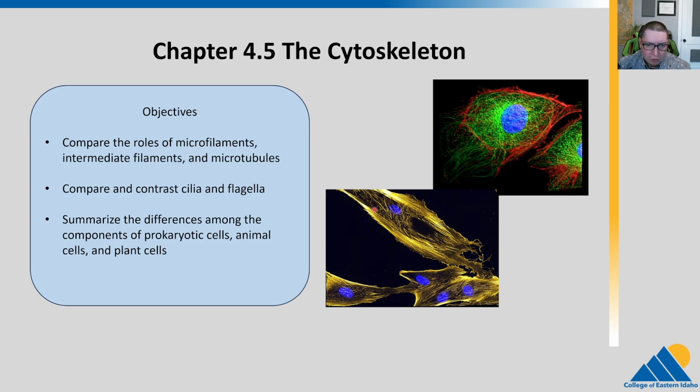There are different components of it, and different organisms have different systems. We're going to talk about three different types: microfilaments, intermediate filaments, and microtubules. We're going to compare and contrast some components that are involved here. Cilia versus flagella. These are involved in a couple of different processes, mainly movement. And then we'll talk about some differences in prokaryotic cells, animal, and plant cells here.